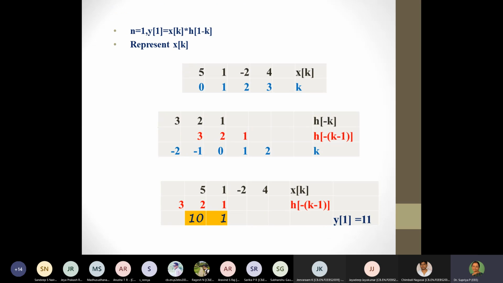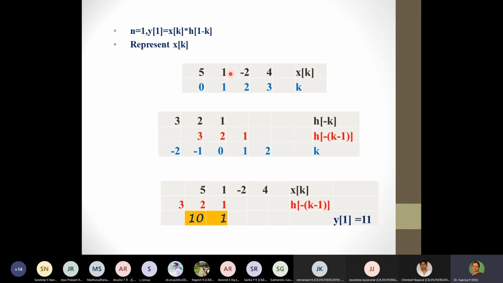Let us go on to the next case, which is n equal to 1, whereby we are trying to find y of n. x of k remains the same. Here it is h of n minus k, that is, 1 minus k. Let us see what happens here. As usual, please note, in all the cases, the representation of x of k remains the same, and only the flipping or shifting of the signal is applicable to one of the signals, and usually the general concept is that whichever is the simpler signal is being flipped. Here, since this is a shorter signal also, h of k is preferred to be flipped.